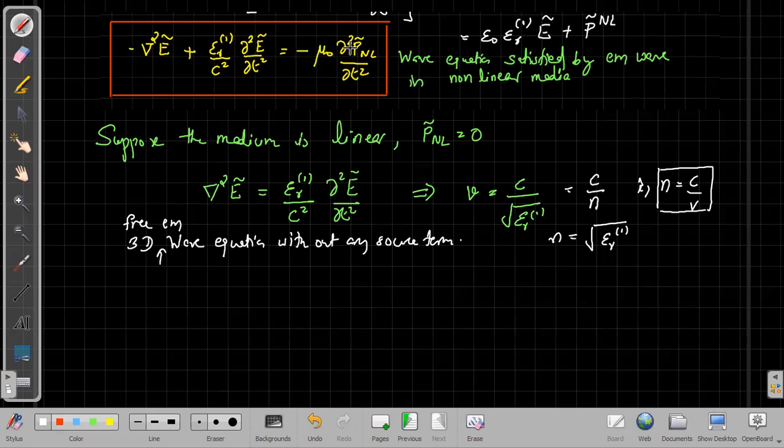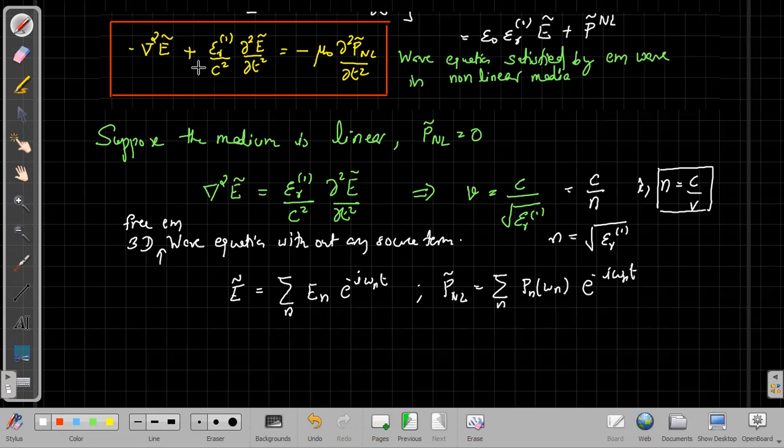Now, this is a general expression. The frequency is not fixed here. So what we can do is expand this electric field in a Fourier series. It can be a superposition of many frequencies. In general, the electric field E we can write as a sum over n of E n e raised to minus i omega n t. Then correspondingly, the nonlinear polarization can also be written as a sum over n of P n, a function of omega n, e raised to minus i omega n t. If you substitute it here and simplify, we can show that each frequency component has to satisfy the same equation.